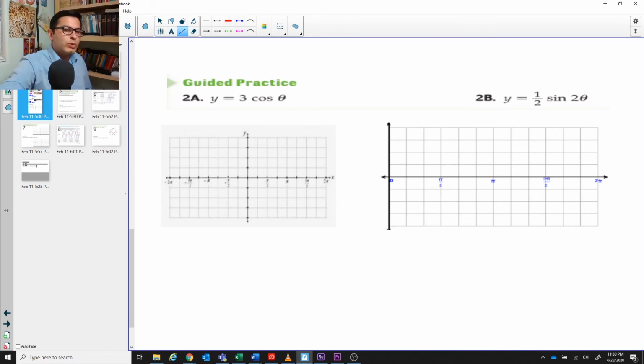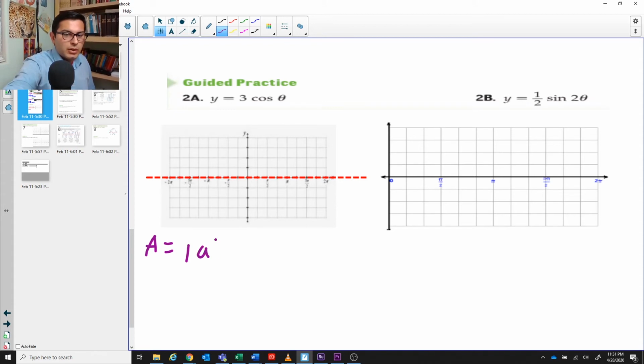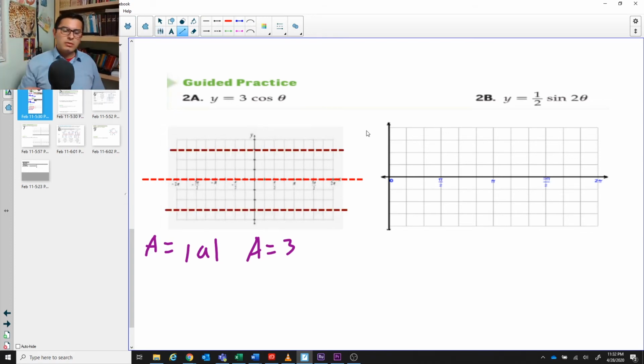First things first, we're going to draw out our midline, and then we're going to put our maximums and minimums based on our amplitude being the absolute value of A. So in this case, our amplitude is going to equal 3. So let's draw out our top and bottom like so.